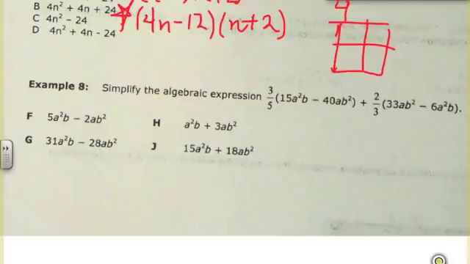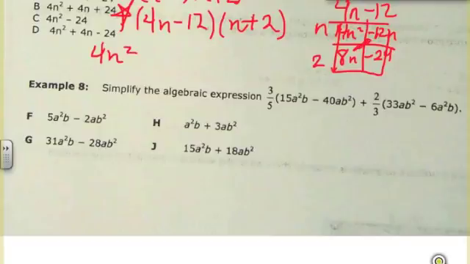So the answer is A. Example 8 says simplify the algebraic expression. Again, all we have to do here is distribute and then combine our like terms. So we've got 3/5 times 15a squared b, which is 9a squared b, minus 3/5 times 40ab squared, which is 24ab squared. Then we just have to distribute the 2/3.